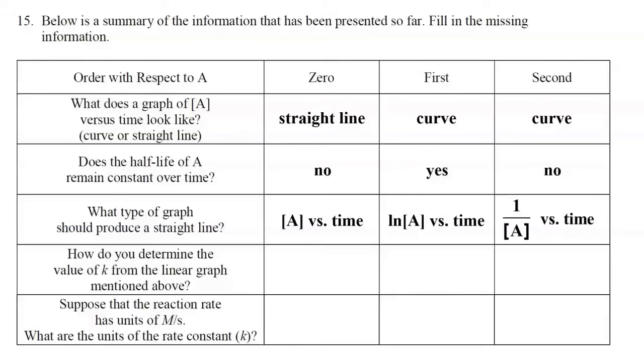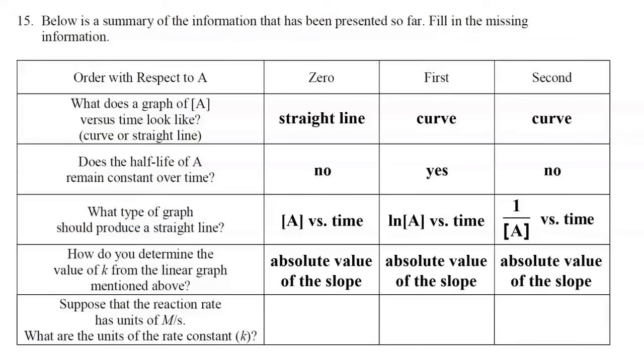Next question, how do you determine the value of the rate constant K from the linear graph mentioned above? Well, the answer is the same for all three. You take the absolute value of the slope of that straight line graph, that linear graph. And then finally, suppose that the reaction rate has units of molarity per second. What are the units of the rate constant?